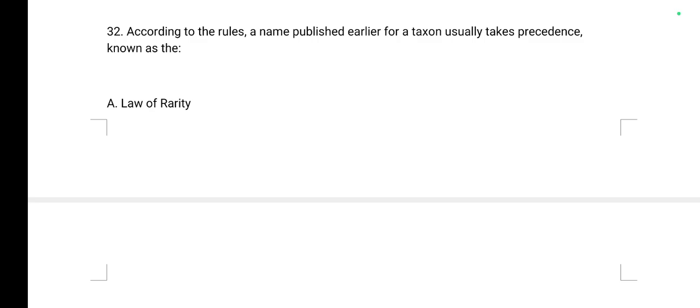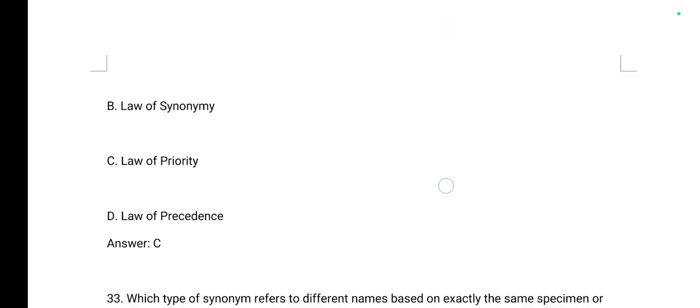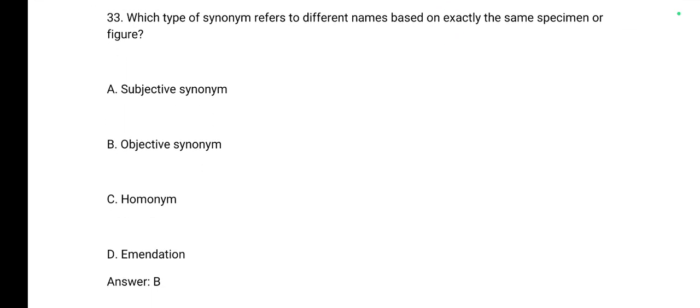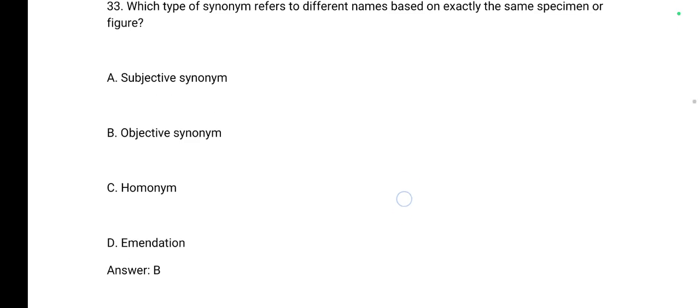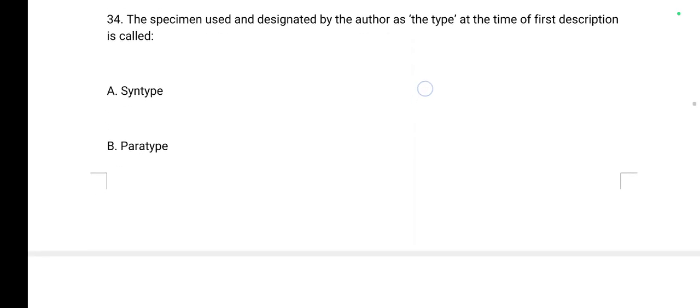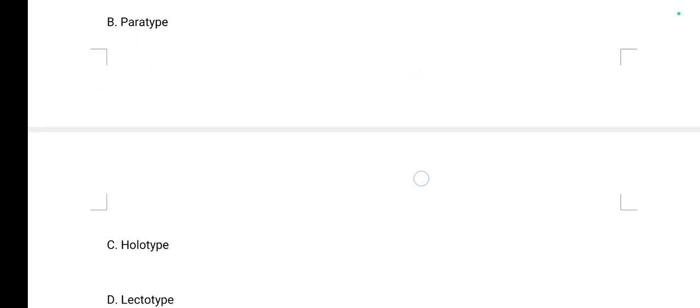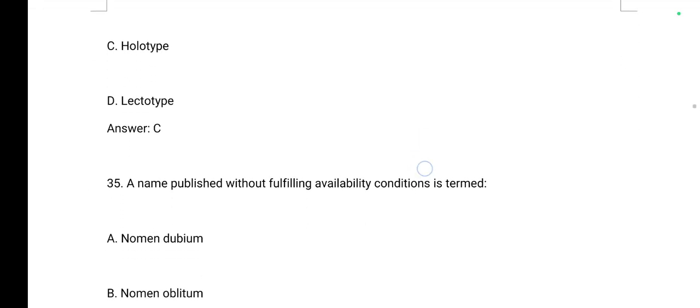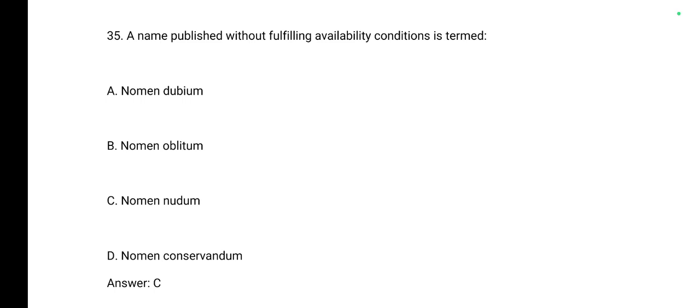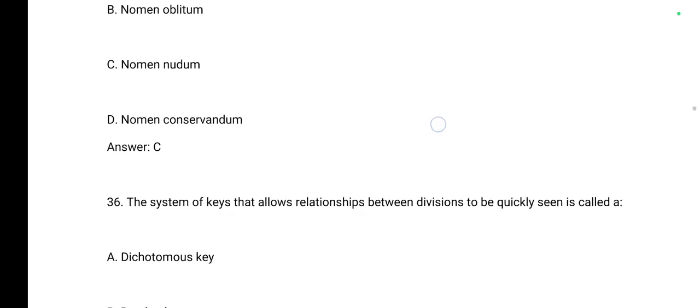According to the rules, a name published earlier for a taxon usually takes precedence, known as the law of priority. Which type of synonym refers to different names based on exactly the same specimen or figure? So they are objective synonyms. The specimen designated by the author as the type at the time of first description is called holotype. A name published without fulfilling availability conditions is termed nomen nudum.